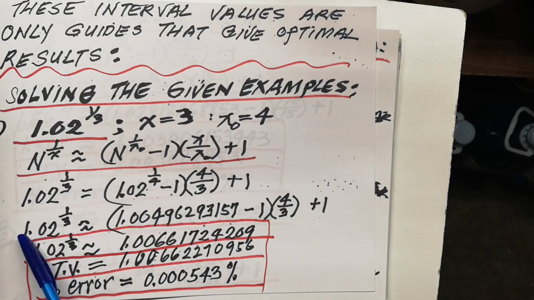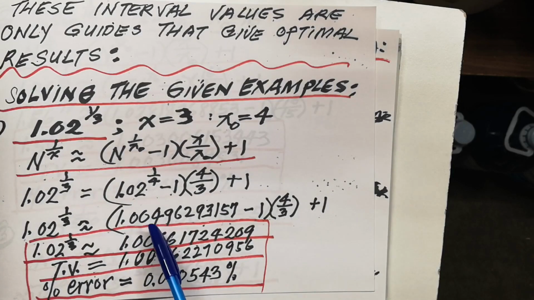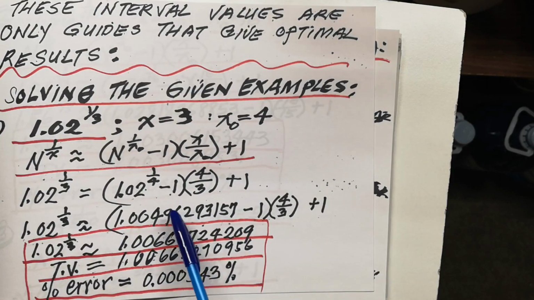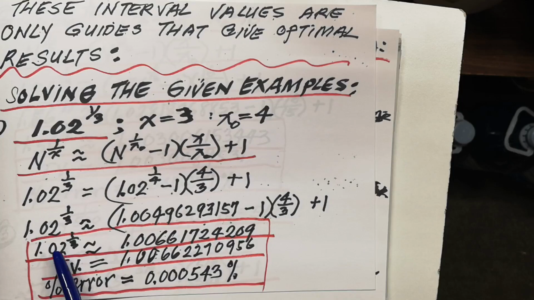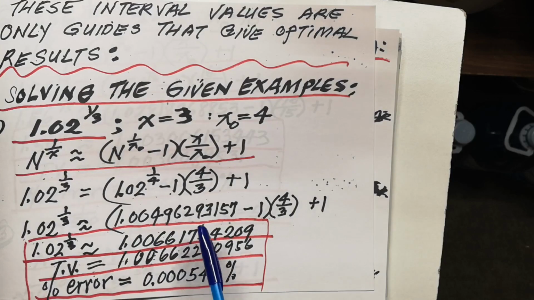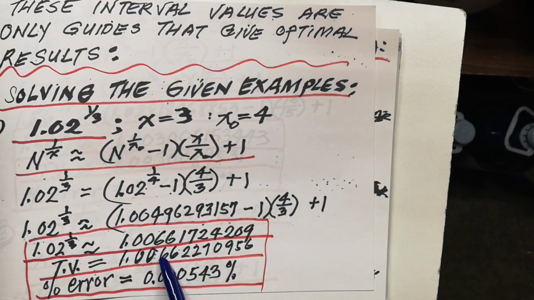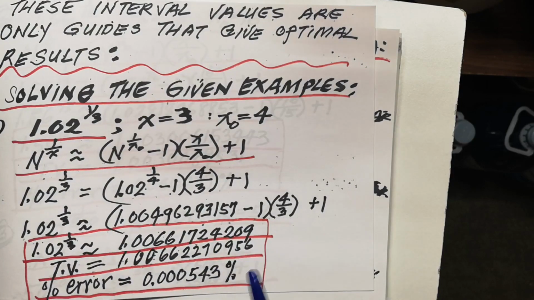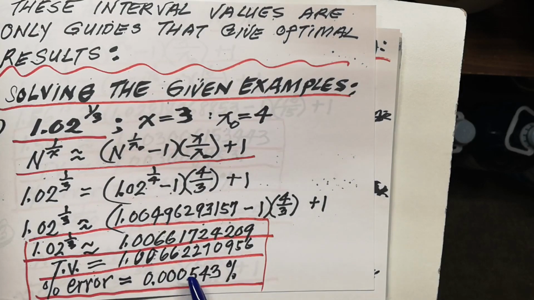Applying the numbers, 1.02 to the 1/3 is approximately equal to 1.00496293157, that is the 4th root of 1.02, minus 1, multiplied by 4 over 3, plus 1. And this is the answer: approximately 1.0066172. The true value from a scientific calculator is 1.00662270956, and the percentage error is 0.000543%.